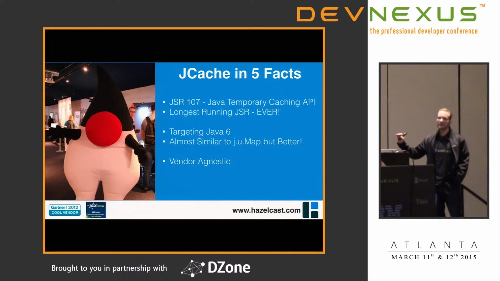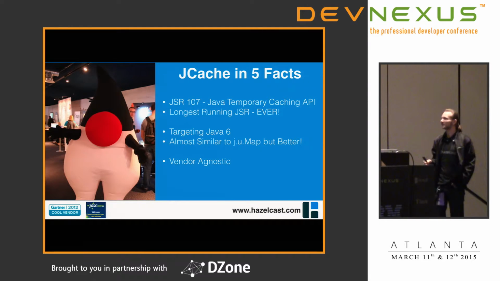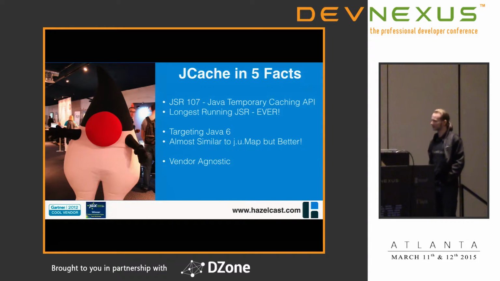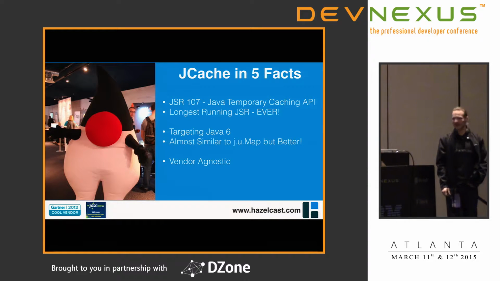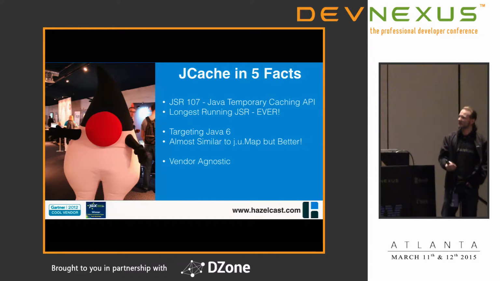It is like Map, but it's better because it's meant for caching. We will see some methods which look like the Map interface, but there are slight differences that make it pretty nice. And another very important thing, I already told it, it's vendor agnostic. So I'm working for Hazelcast, but whoever is going to go for JCache, he can use EHCache, he can use Coherence, he can just switch it underneath and it still works.